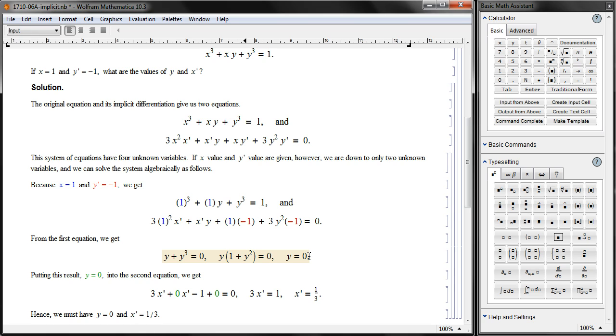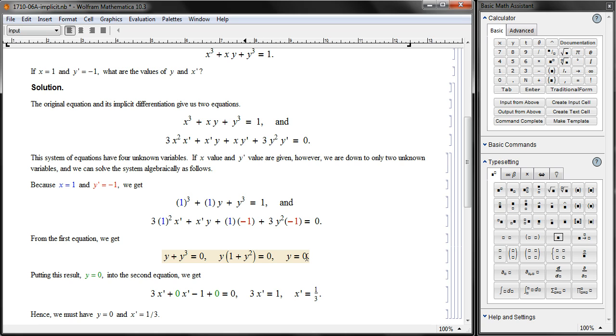Luckily, this is a relatively simple equation to solve. You can factor and then set it equal to 0: y equal to 0. The other factor, 1 plus y squared, will never become 0, so we get y equal to 0. We wanted to find out the y value and x prime. One of the two is done now. y is equal to 0.